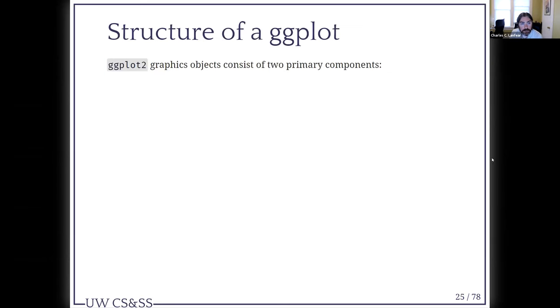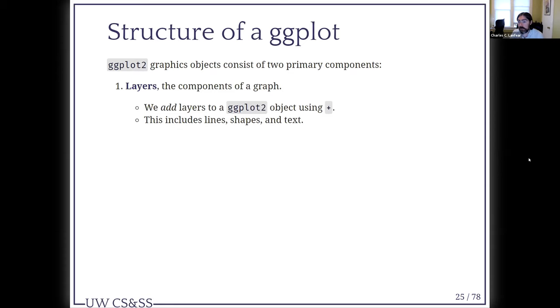I'm gonna talk about the structure of this to give you some necessary vocabulary, and then we're gonna spend the rest of today drawing pretty pictures, okay? So ggplot graphics objects consist of two primary components. They consist of things called layers. Layers are the components that make up the graph. We add layers to a ggplot using the plus sign. So the plus operator is for adding a layer to a plot. You add things with a plus, okay? Layers include things like lines, shapes, text, axis labels, backgrounds, all that kind of stuff. That is all layers on your plot.